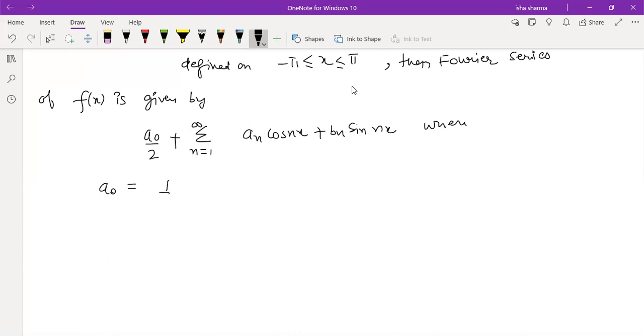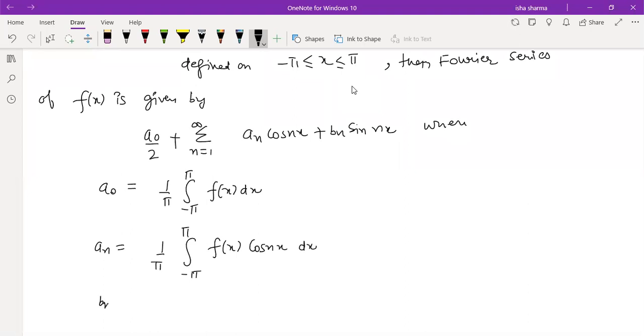So a naught is 1 by pi integral from minus pi to pi of f(x) dx. a_n is 1 by pi integral from minus pi to pi of f(x) cos nx dx, and b_n is 1 by pi integral from minus pi to pi of f(x) sin nx dx. So clearly a naught is just a constant. As you can see, the integral of f(x) will be defined over the interval minus pi to pi.